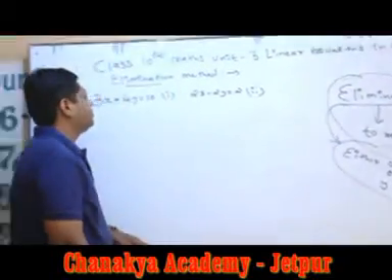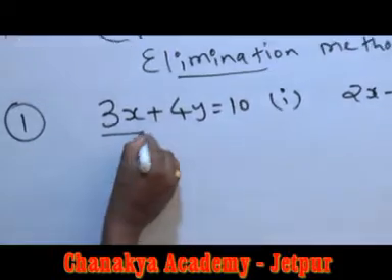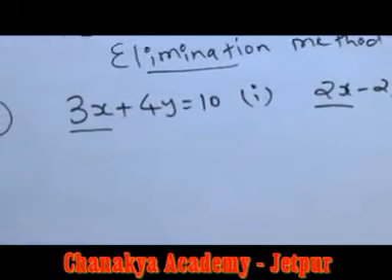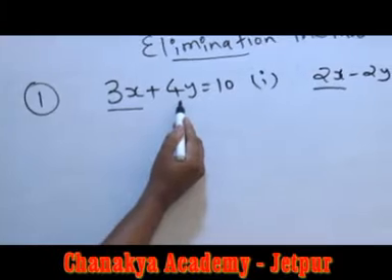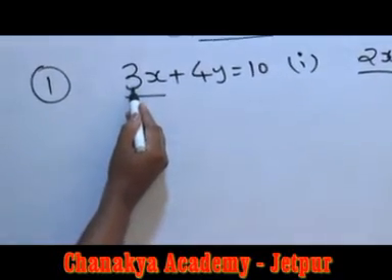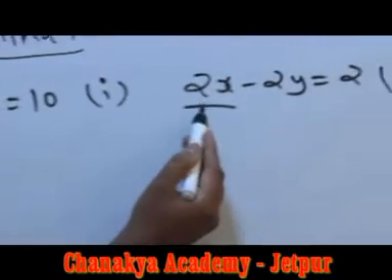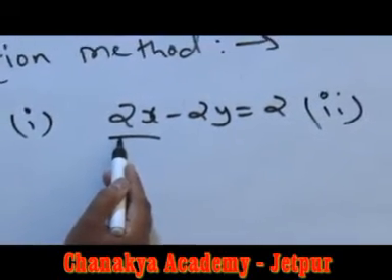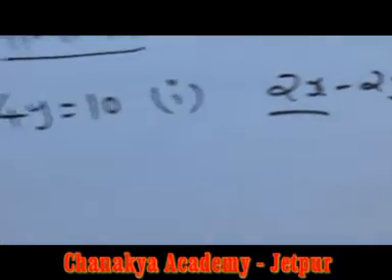Okay students, now our first step will be, we have to underline the term containing x in both the equations. In equation number 1, the coefficient of x is 3, coefficient of y is 4, 10 is constant. In equation number 2, 2 is the coefficient of x, minus 2 is the coefficient of y, and 2 is constant.